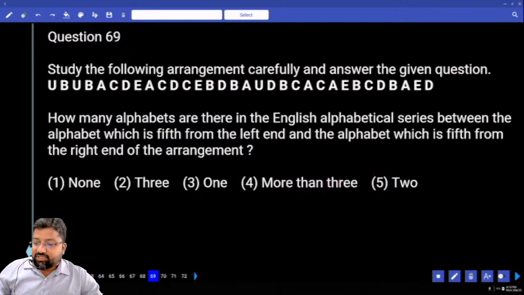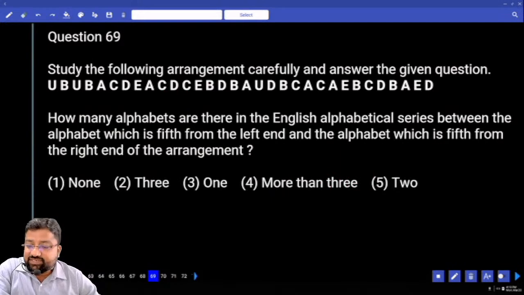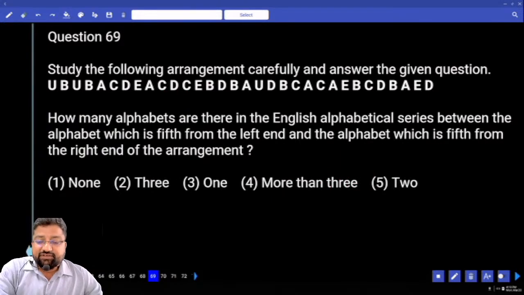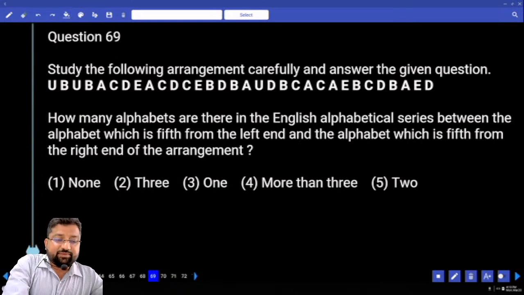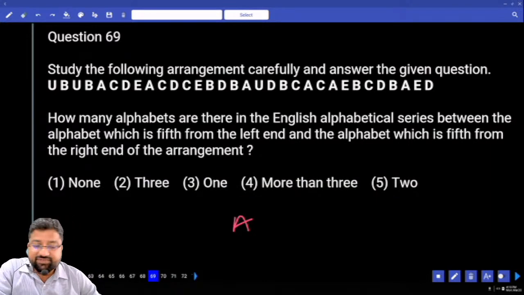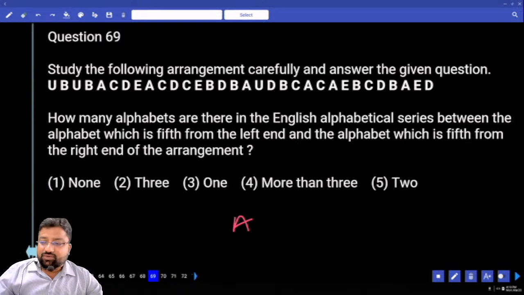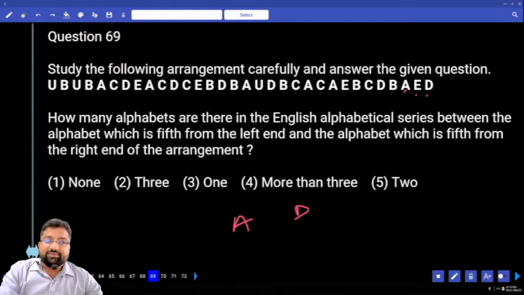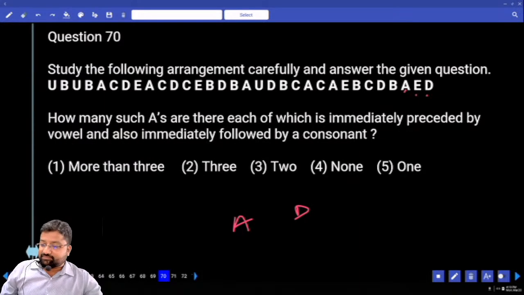E. Next, how many alphabets are there in English alphabetical series between the alphabet which is 5th from the left hand and the alphabet which is 5th from the right hand? What is the alphabet which is 5th from the left hand? A. And the alphabet which is 5th from the right hand? 1, 2, 3, 4, 5 is D. How many alphabets in English between A and D? 2 alphabets, B and C.